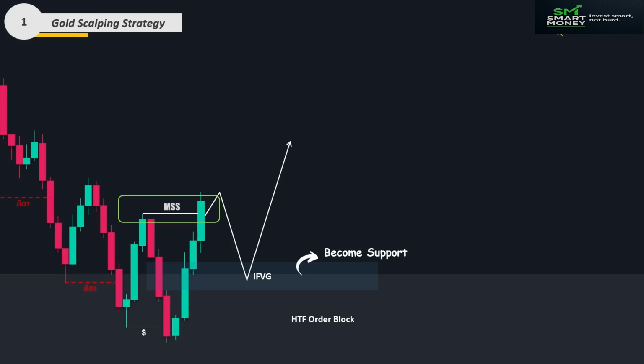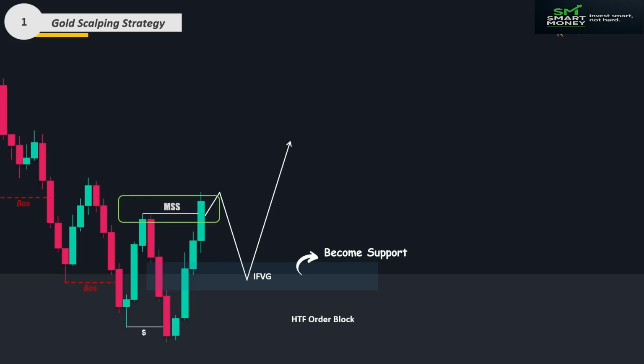With these confirmations in place, we can expect price to retrace back into the inverse fair value gap, now acting as support, before continuing upward toward the next pool of buy-side liquidity. For placing an entry using this model, you have two options.